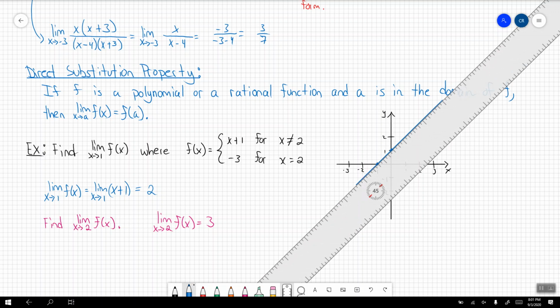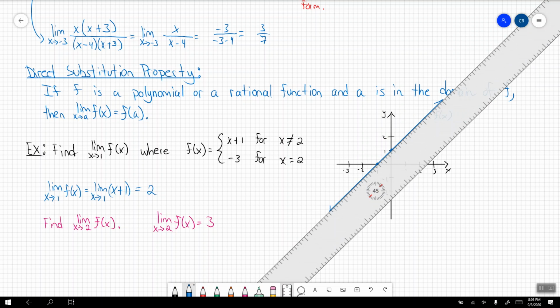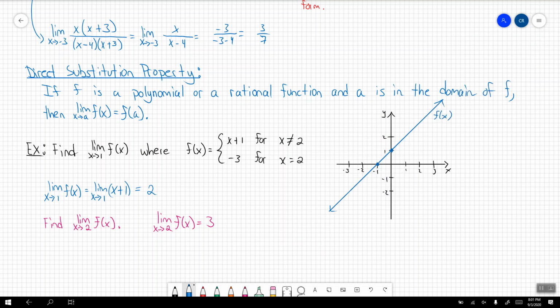So here's my line, and this is my function f of x. Notice when x is equal, oops, my apologies. I'm way discombobulated on this. It's very late night, it's okay. So when x is 2, we get that my function value is going to be negative 3.